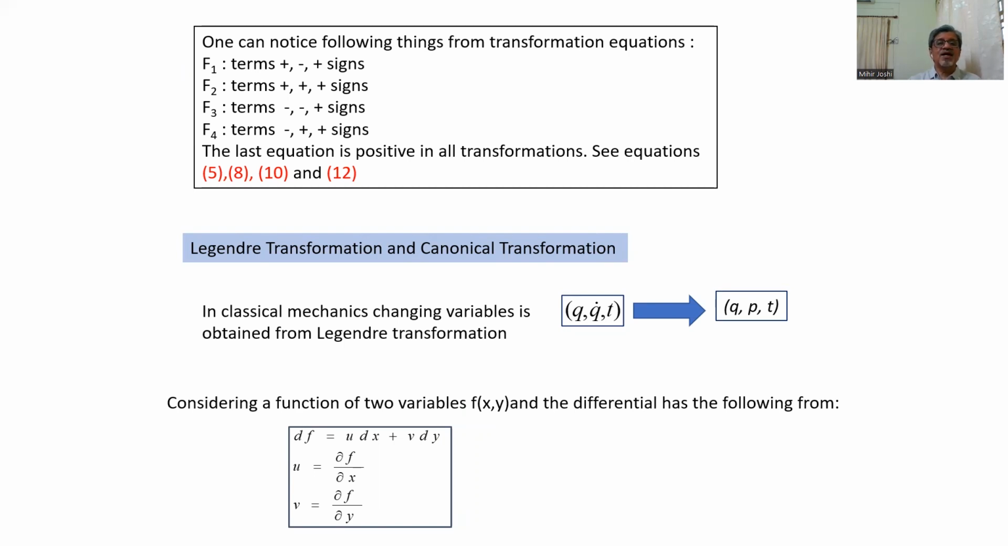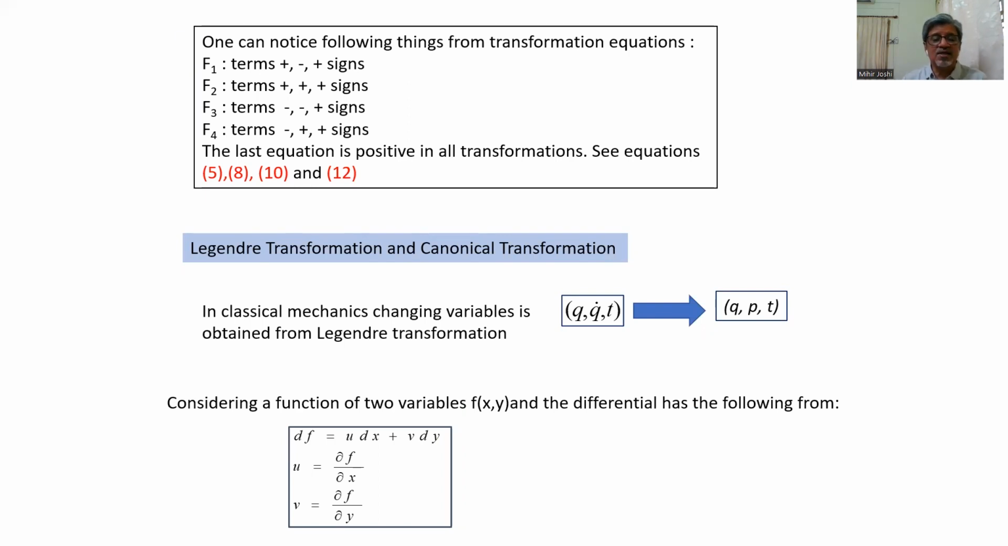So we can summarize that there is a symmetry: F1 has one positive sign and one negative sign, F2 has both positive signs, F3 has both negative signs, and F4 has first a negative sign, then a positive sign. So this is a summary of the signs in the transformation equations. We have summarized the nature of the positive and negative signs over here.